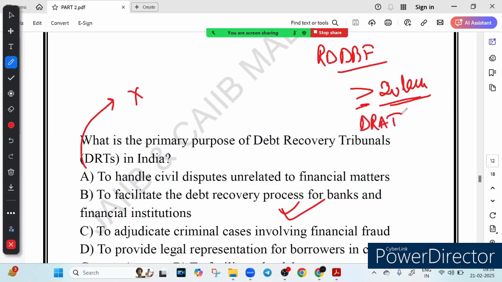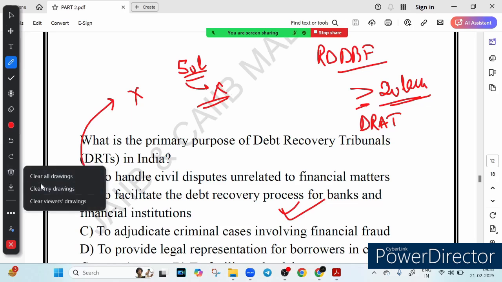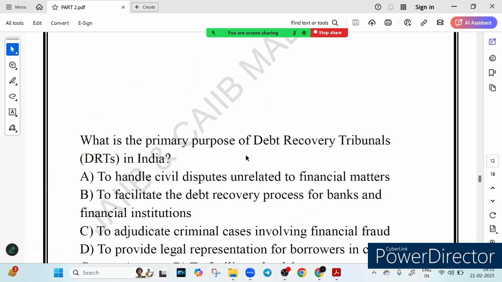For example, let's suppose a business takes a loan of 50 lakh from a bank but fails to repay it. Instead of filing a case in the regular court, which takes years to complete, the bank can approach the Debt Recovery Tribunal for a faster decision. That is the role of DRT. So option B is the correct answer here. Let's see the next question.